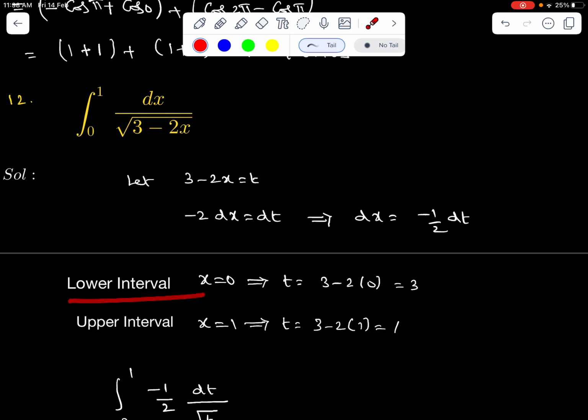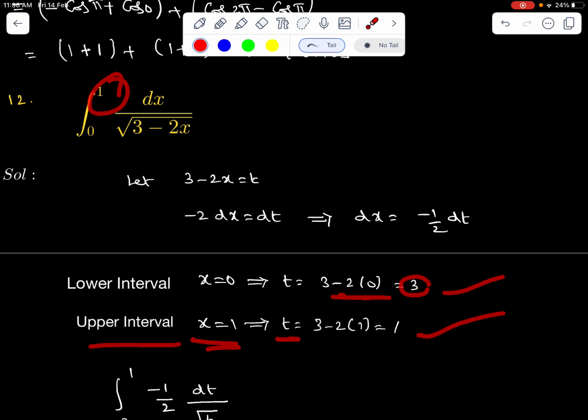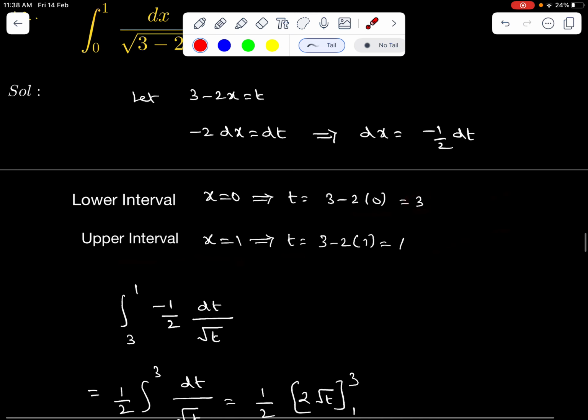Therefore, lower interval x equal to 0, then t is equal to 3 minus 0, that is equal to 3. Upper interval x equal to 1, substitute, t is equal to 1. Therefore, integral 3 to 1 of minus 1 by 2 dt by root t. You can observe the lower interval is the greater value, the upper interval is the smaller value. Therefore, you can change the intervals.